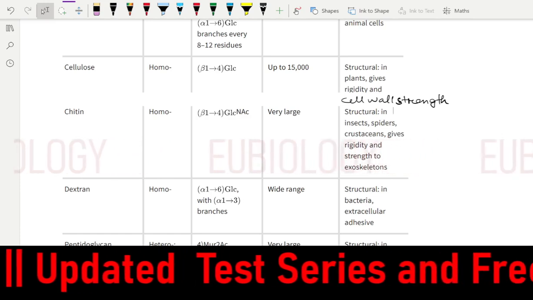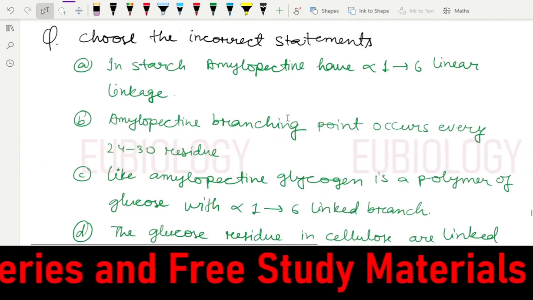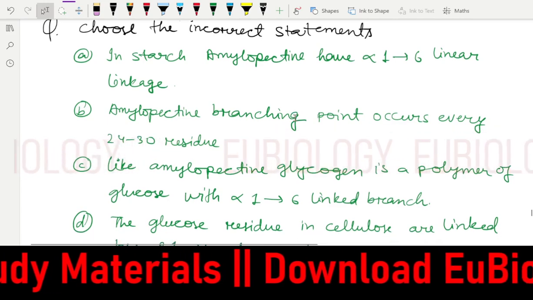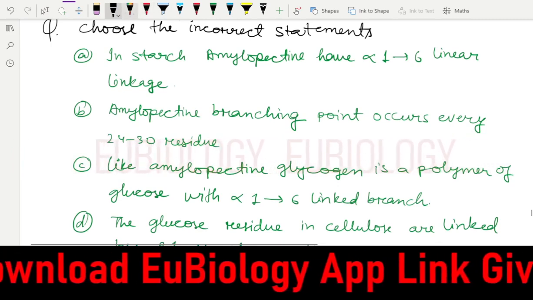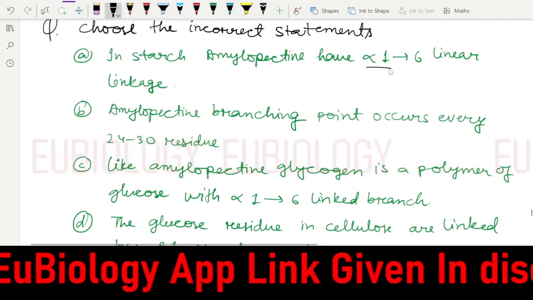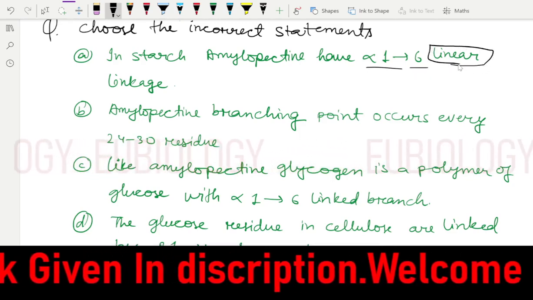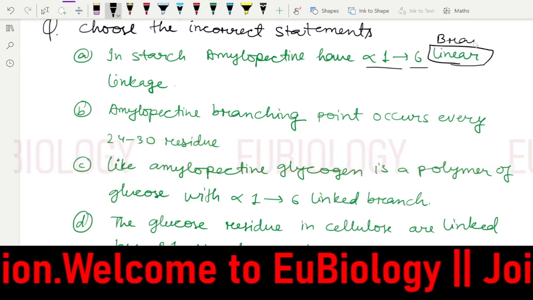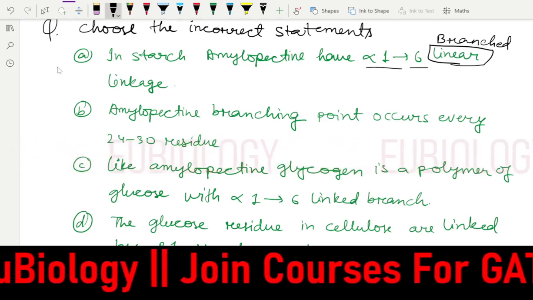So now you have to find the incorrect statement among these. Okay, so choose the incorrect statement. You just pause your video and find the answer. If you have seen properly, there is one mistake in this. It is written alpha 1,6 linear, but alpha 1,6 is a branch, so it should be branched here, and this is the wrong statement. The remaining are correct.